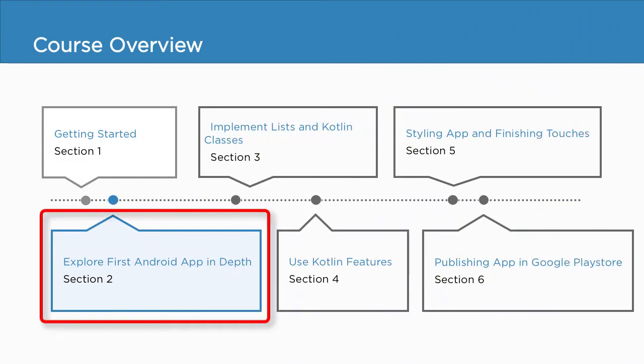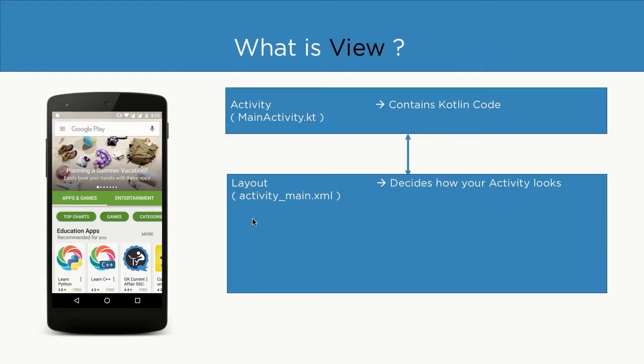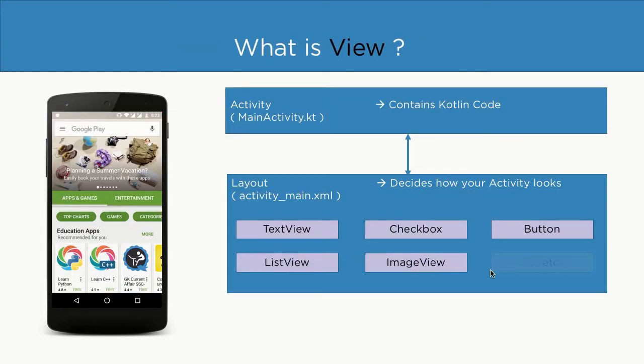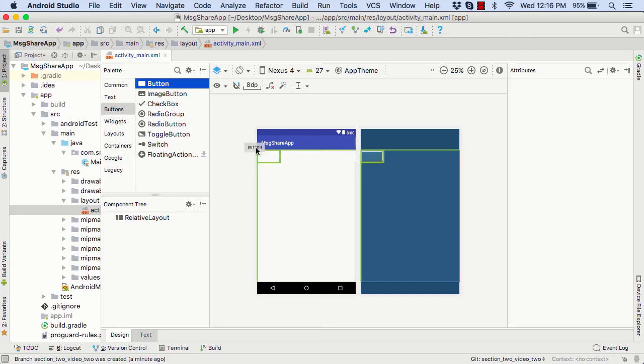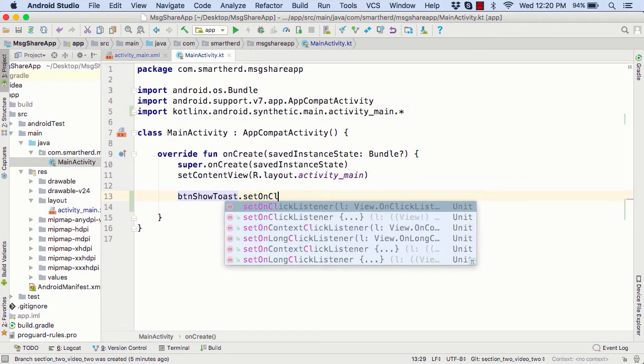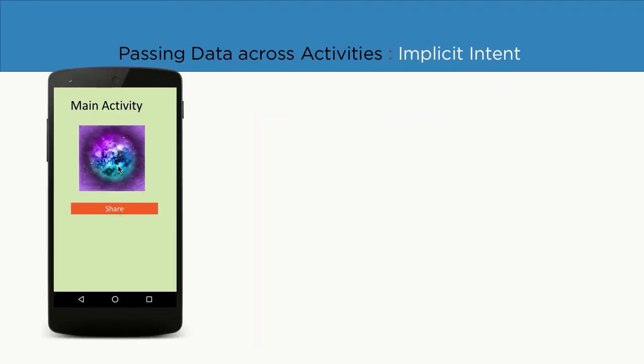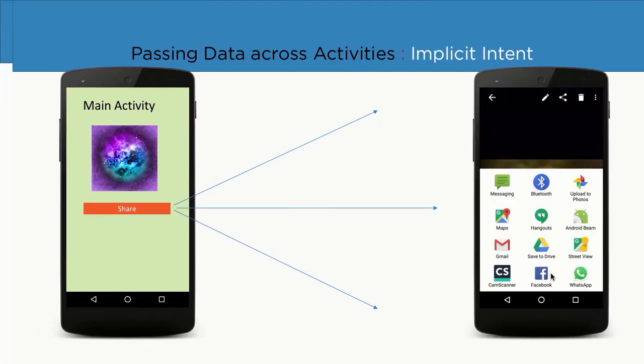Proceeding, section 2 will walk you through the fundamentals of Android application. In this section, you will understand what are views and layouts, how to design layouts in Android Studio, what are the activities and how to share data between two activities, and also to other applications like Facebook, WhatsApp, Gmail, using intents in Android.